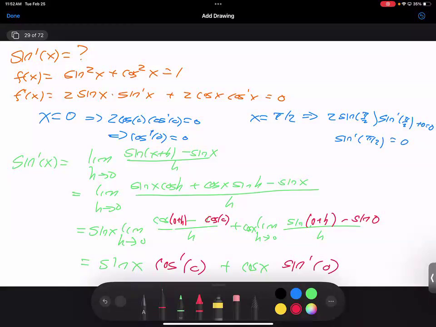So which of these two is the difficult one to get? Cosine prime of 0 or sine prime of 0? Sine. Yeah, why? Because it's 0. So why is sine prime of 0 harder than cosine prime of 0? It's not 0, exactly. So this is hard as it is not 0.